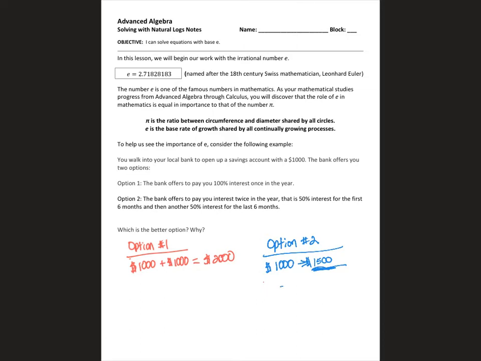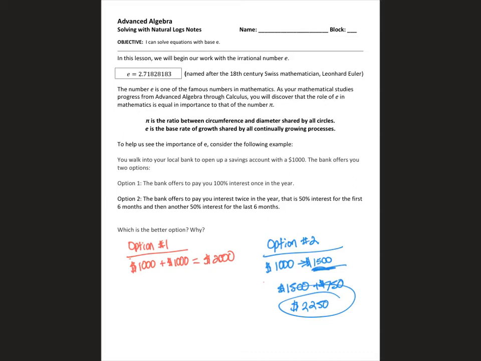So $1,500 plus 50% interest. Well, 50% of 1,500 is $750. So if I add those up, I get $2,250. So between option one and two, I'll definitely take option number two, and I'll get an extra $250 by the end of the year.